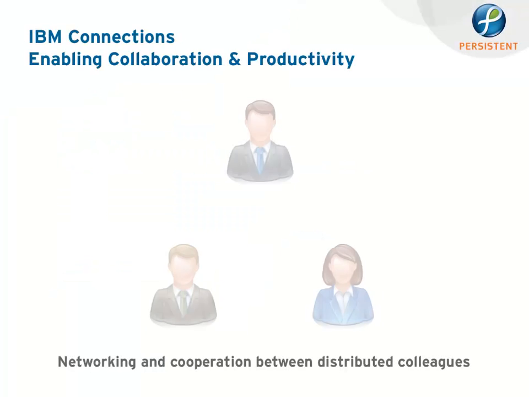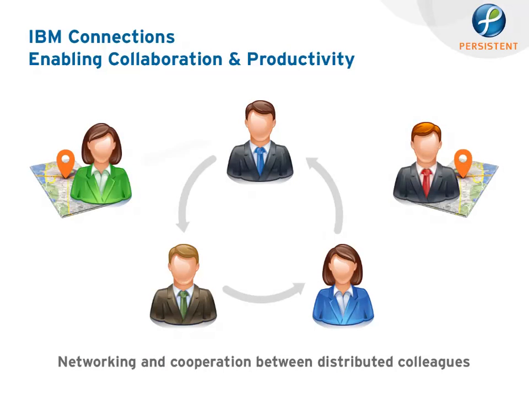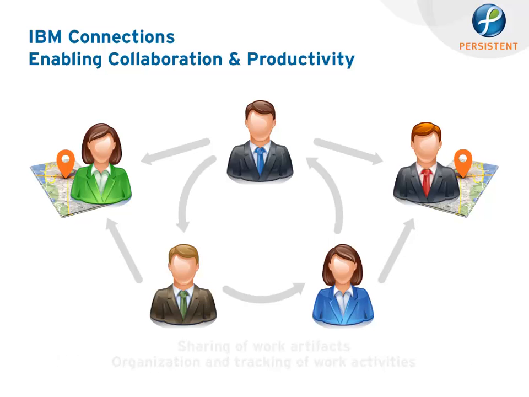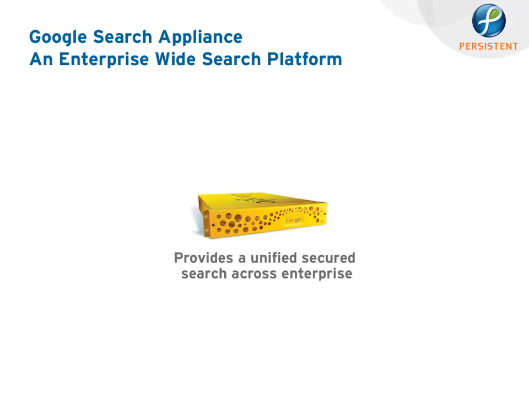We all know that IBM Connections is the enterprise social computing software that enables business users to connect with their colleagues across multiple locations, share files and resources, organize work, and track records. Google Search Appliance provides fast, relevant and secure search across multiple enterprise information assets.